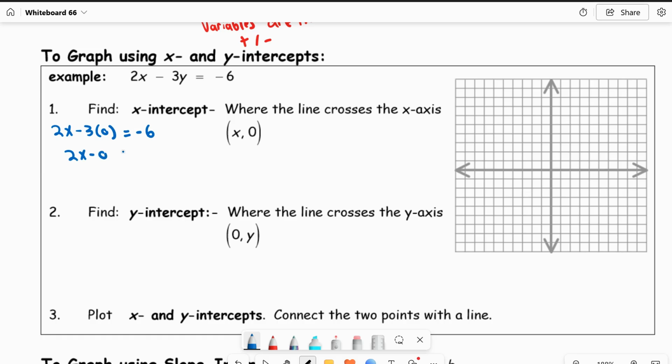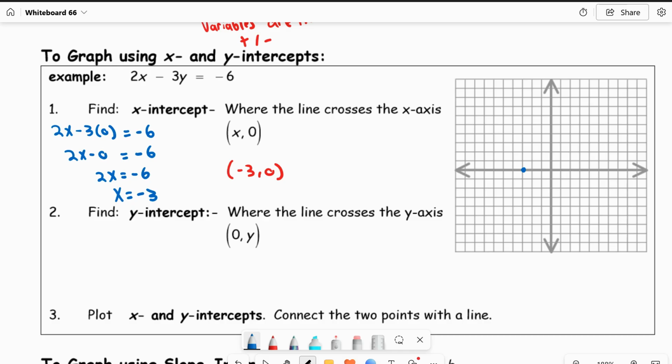2x minus 0 equals negative 6. That's the same as just saying 2x equals negative 6. Then I'll divide both sides by 2, leaving me with x equals negative 3. So that means that my x-intercept is going to be negative 3, 0. And I can go ahead and make that point on my graph.